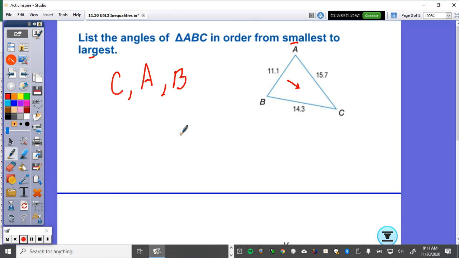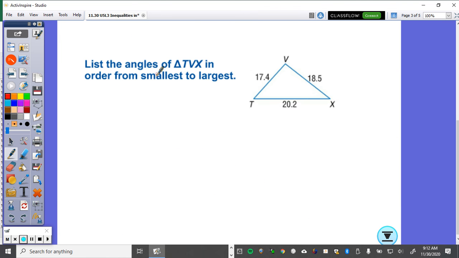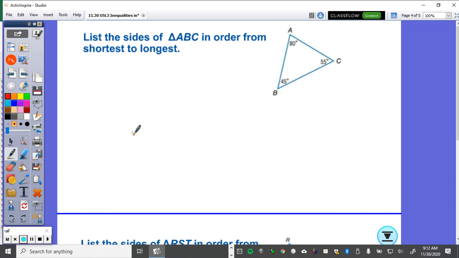Because if I look at this for a second, it's okay. Look at this triangle right here, from smallest to largest. What's my smallest angle? X. What's the next smallest angle? T. And then B. All right. Come over here. What's my shortest side? AC. What's my next shortest side? AB. And the last one would be CB.